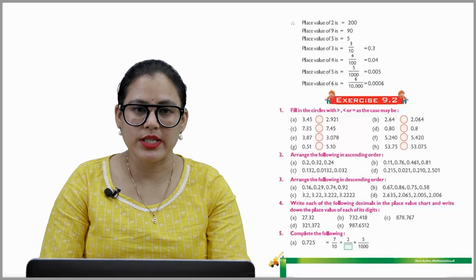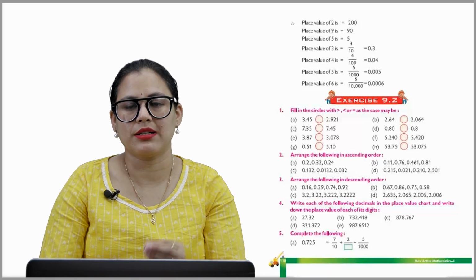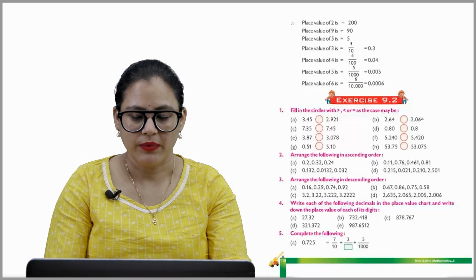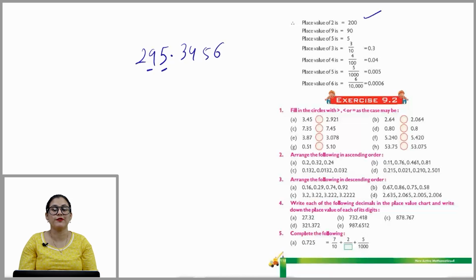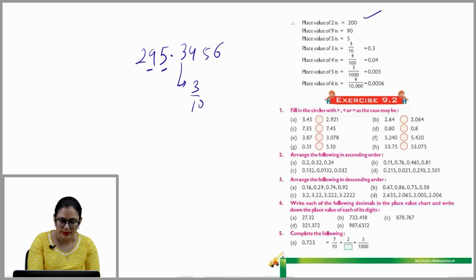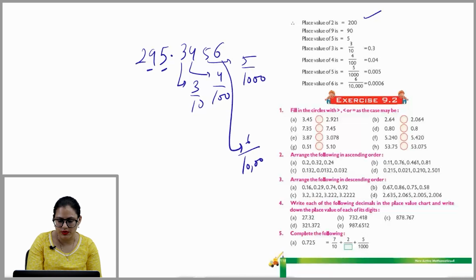And the place value of 2 is 200, of course, because it is at the hundreds place. Okay, we have this number 295.3456. So the place value of 2 is 200, place value of 9 is 90, and place value of 5 is 5. Place value of 3 is 3 by 10. Place value of 4 is 4 by 100 because it's at the hundredths place. Place value of 5 is 5 by 1000, and place value of 6 is 6 by 10,000.